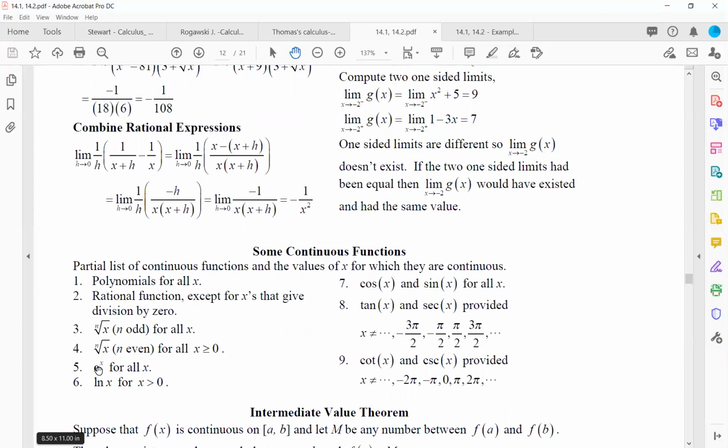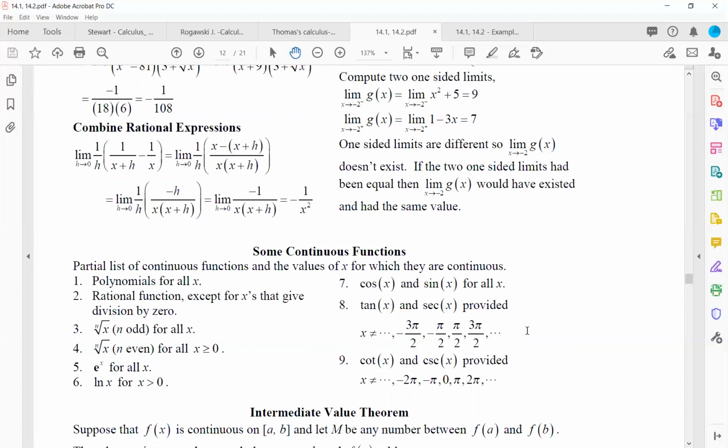For exponential function, e to the x, the function is always continuous. For ln function, you should be careful about the domain of the function. x cannot be negative or 0. For trig functions, cosine and sine are continuous everywhere. Tangent and secant can be written as rational functions, so you should be careful about the denominators or vertical asymptotes for those functions.